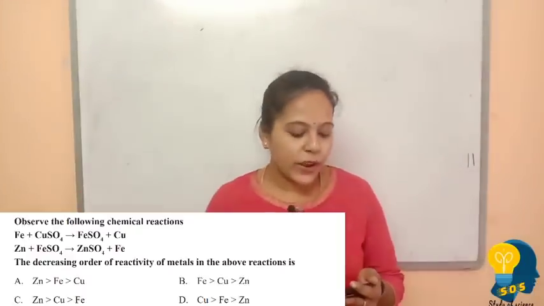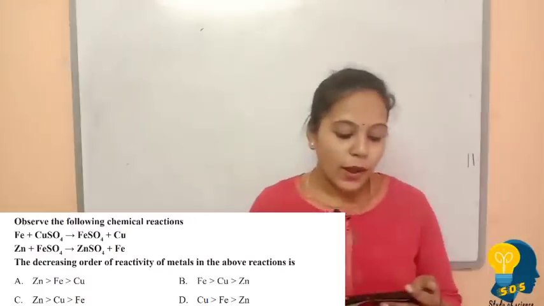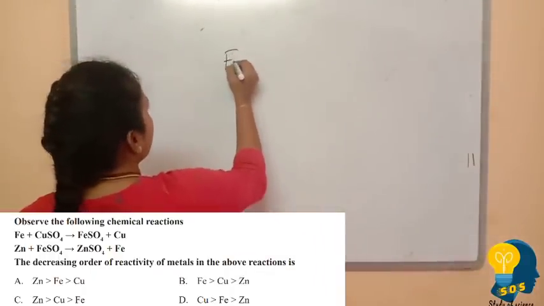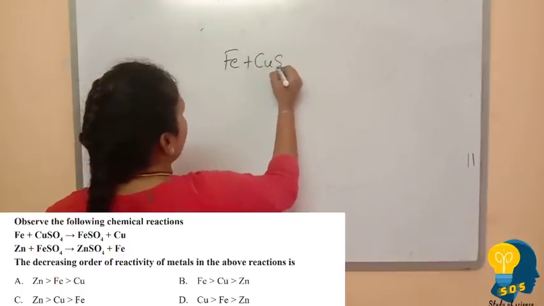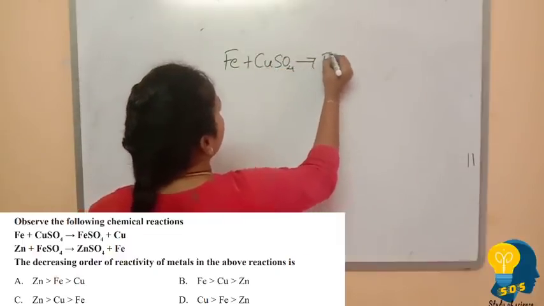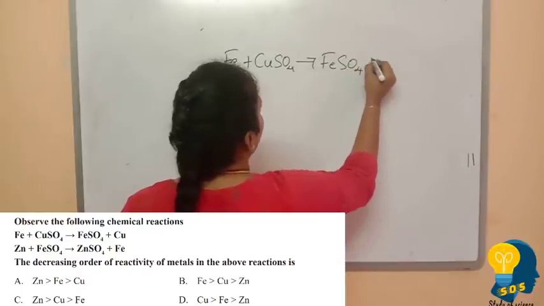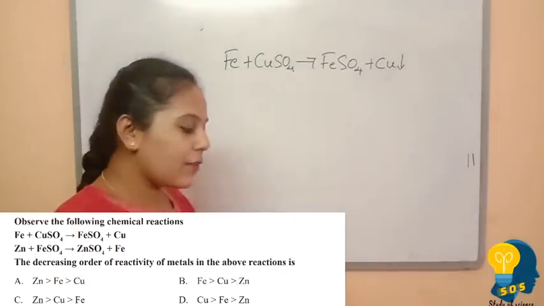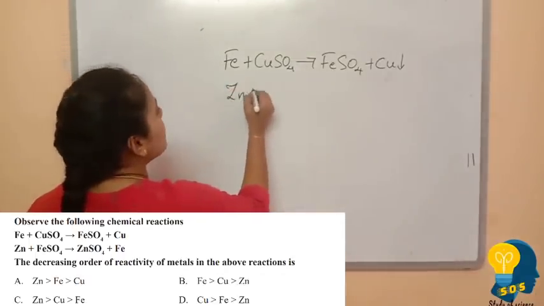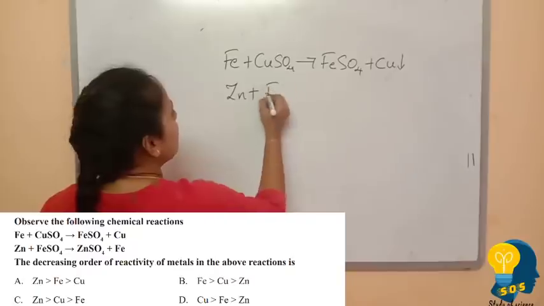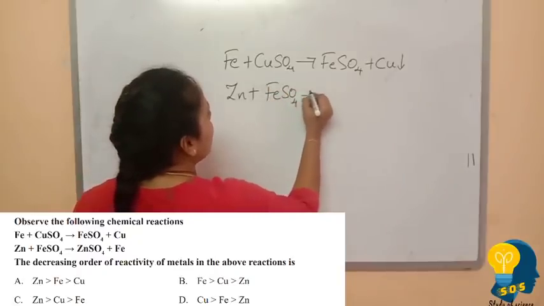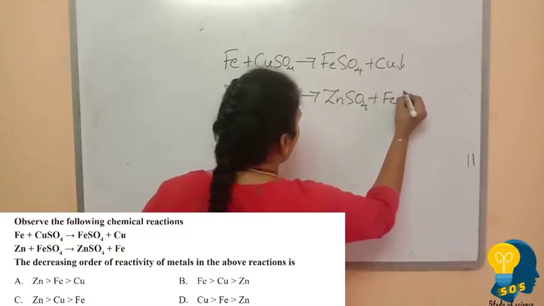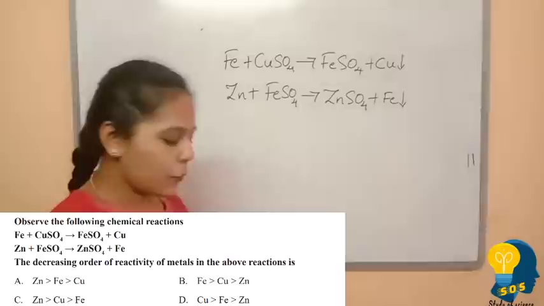So the next question is, observe the following chemical reactions. There are 2 chemical reactions given. One is iron when it combines with copper sulfate. It gives rise to iron sulfate and copper is reduced here. The next equation is zinc when it combines with the ferrous sulfate. We get zinc sulfate, and iron is reduced here. So these are the 2 chemical equations they have given.